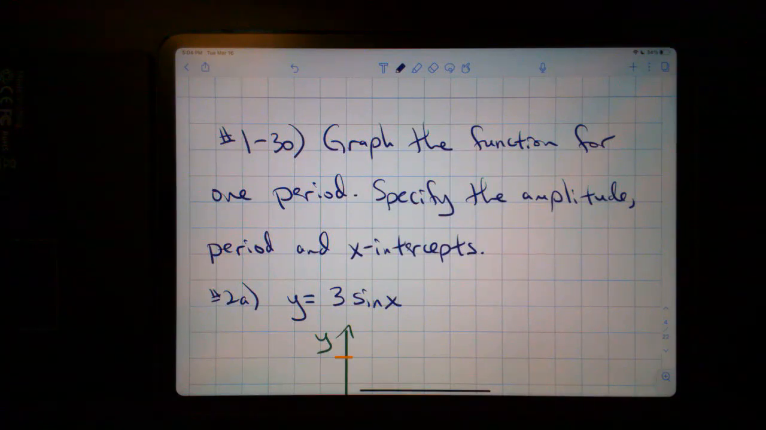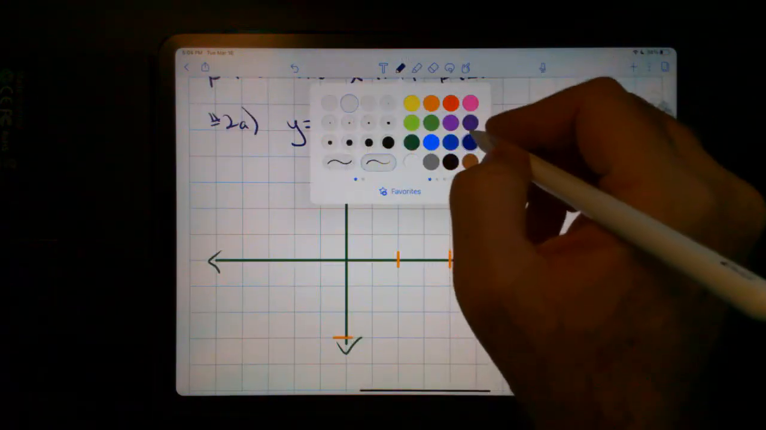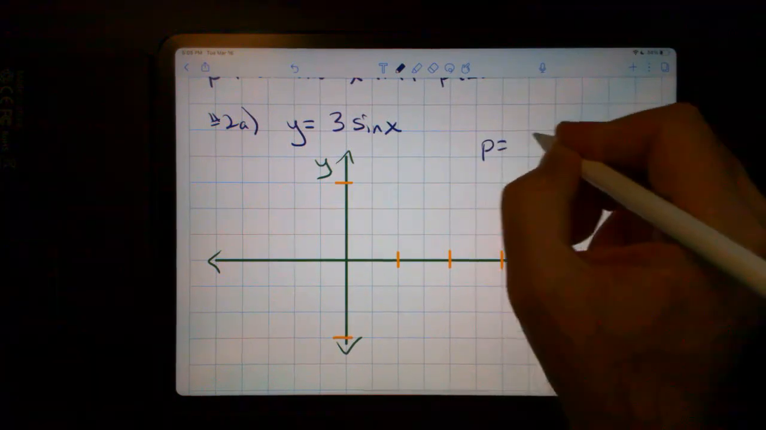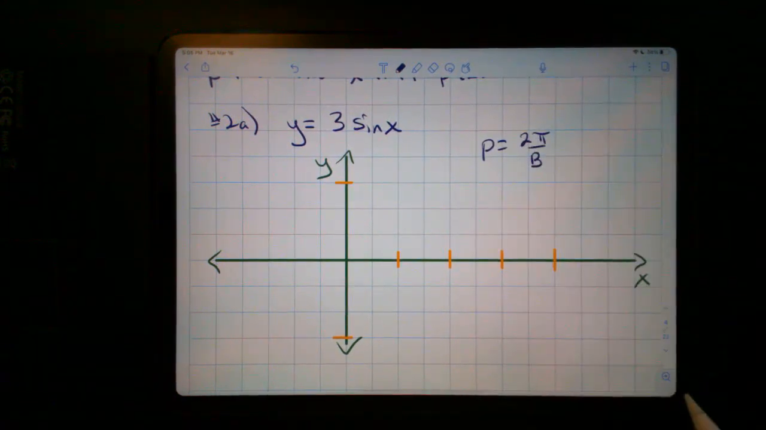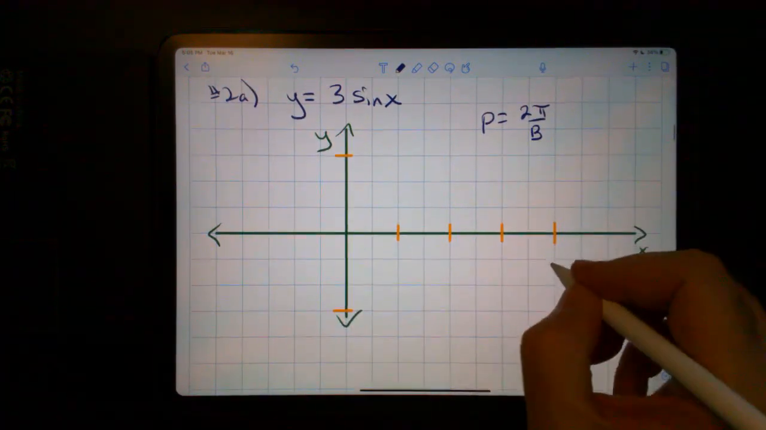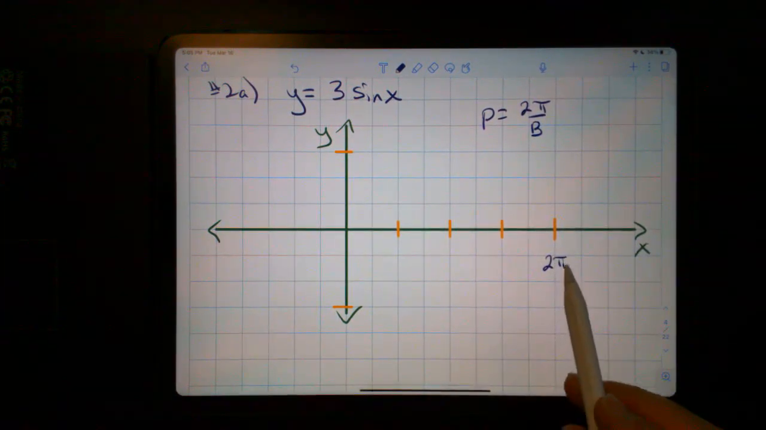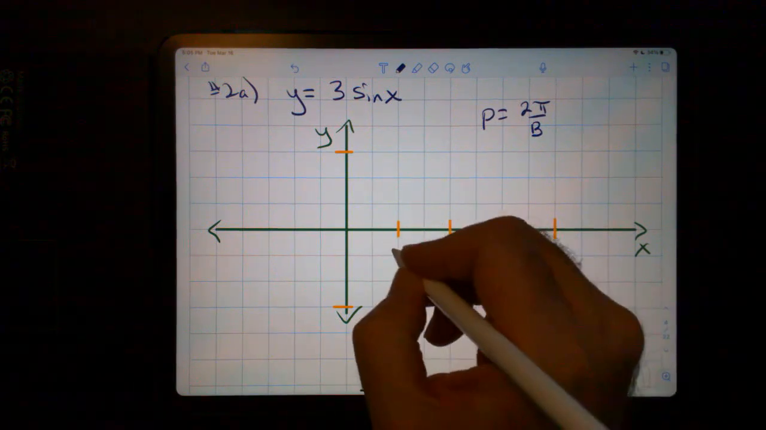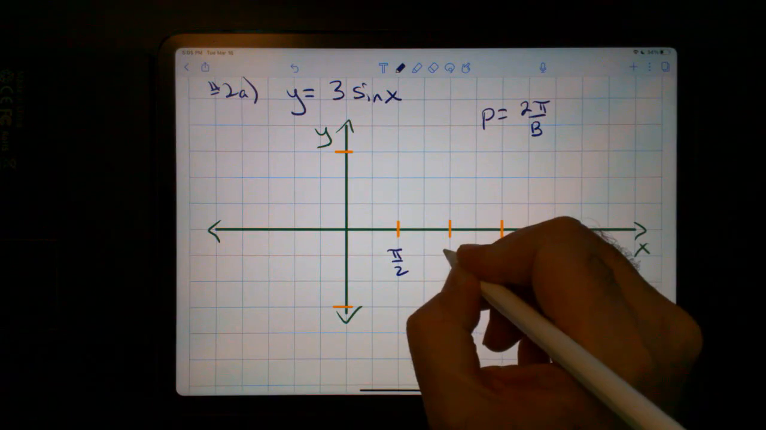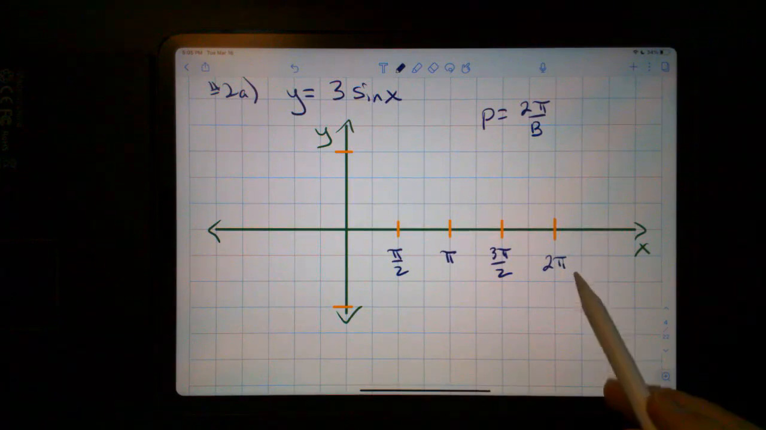Numbers 1 through 30: graph the function for one period, and specify the amplitude, period, and the intercepts. So if we have y equals 3 sine x, your period is going to be 2 pi over b, and here your b is 1. So your period is going to be 2 pi. I take 2 pi as the period and multiply that by 1/4, and that will give you your intervals. So this will be pi over 2, 2 pi over 2, which is pi, 3 pi over 2, and then 4 pi over 2, which is 2 pi.